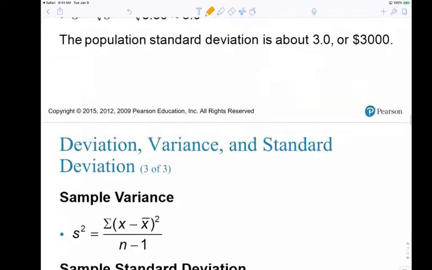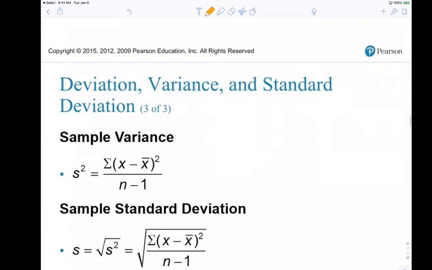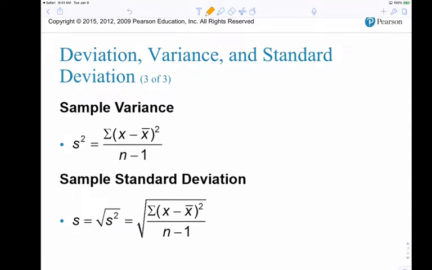And that was the population variance? There was population variance and population standard deviation. Now we do sample variance. It's still x minus the average, the sum of the squares. But now the sample variance is going to be divided by n minus 1. And then the standard deviation, once we calculate the variance, you just take the square root. So it's the same, except that the denominator is now going to be n minus 1.